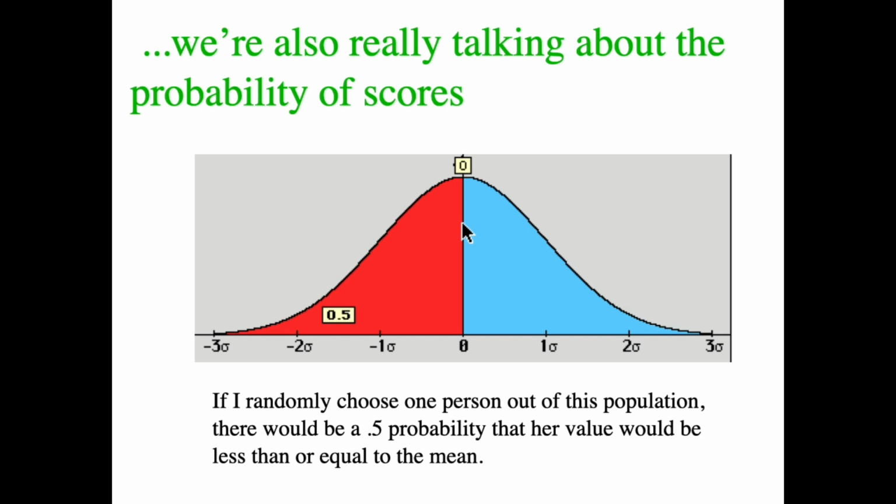So if I randomly choose one person out of this population, I just grab a number out of the hat, I could figure out that 0.5 of the population, I would have a 0.5 probability they'd be below the mean, and 0.5 would be that they'd be above the mean. So I really have some probability information here based on this normal distribution.